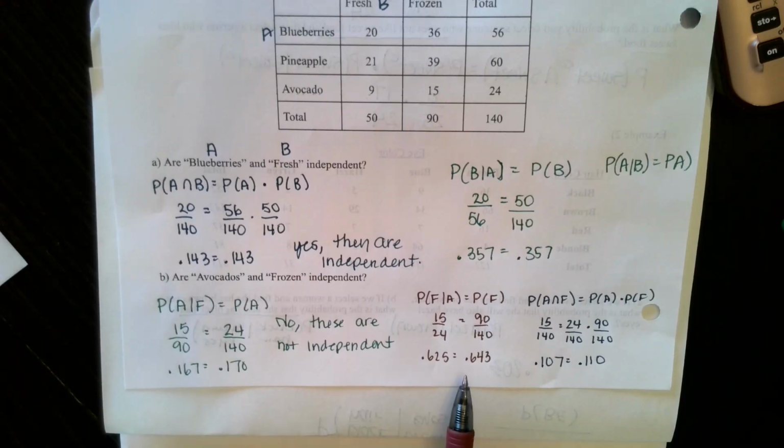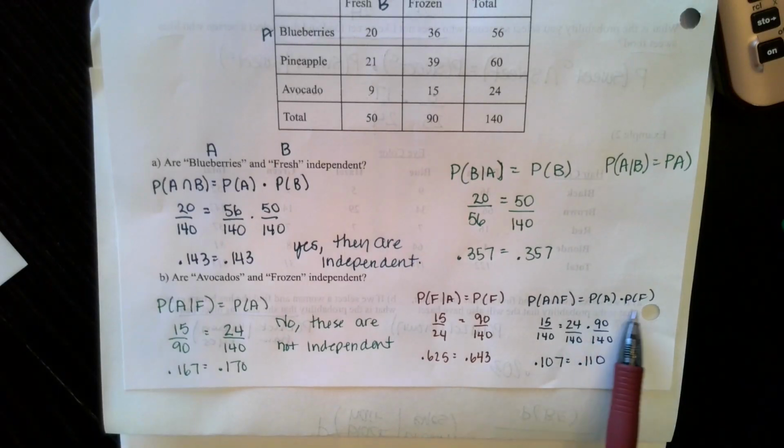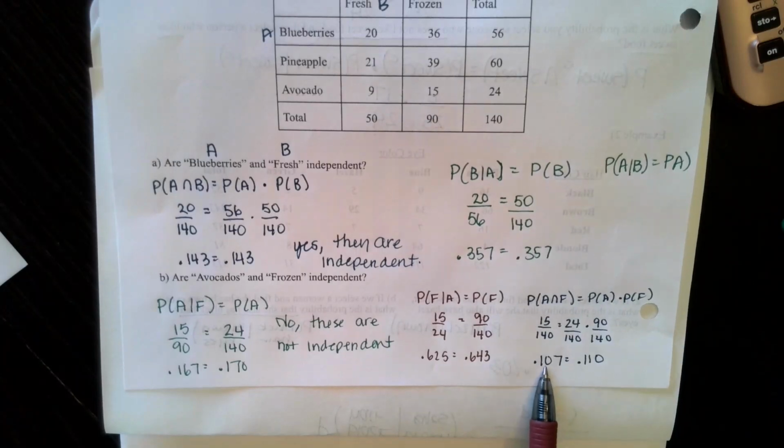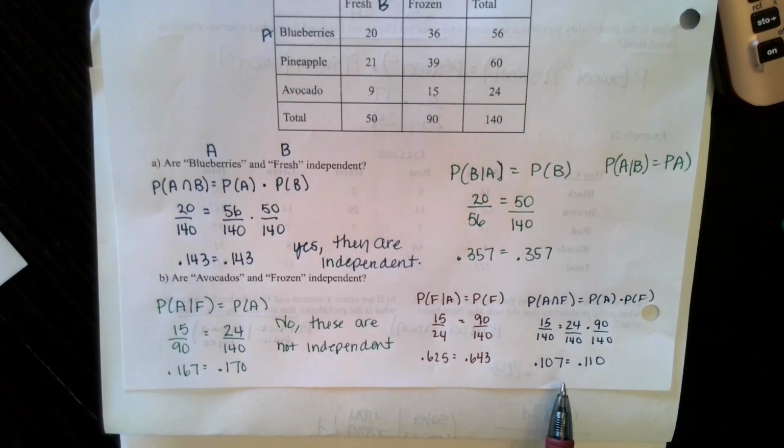If I did the probability of frozen given avocado, it should equal the probability of frozen, and the two numbers don't equal the same thing. And then if I just do the independence formula, avocado times the probability of frozen, again, those don't equal each other as well. However, look again, if you had rounded this, they would have been the same. So don't round. But this is an example where no, they are not independent. I think that's it.